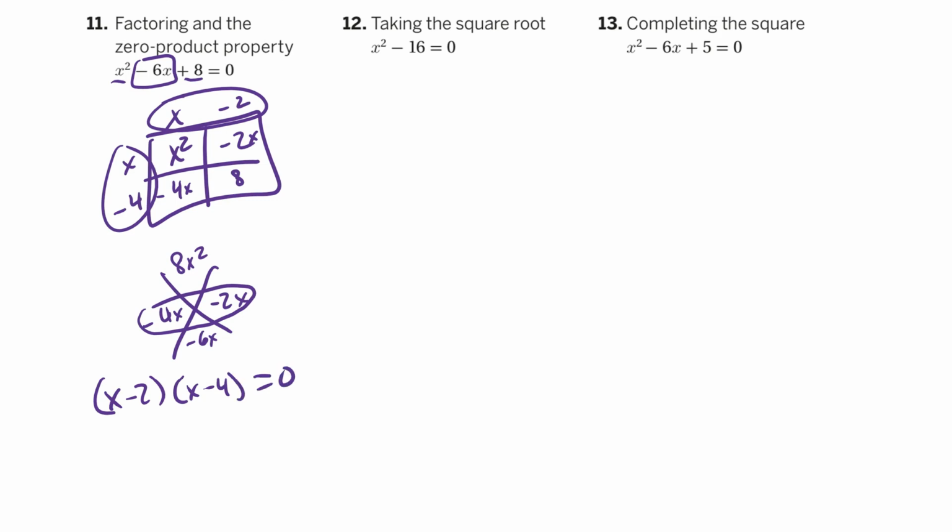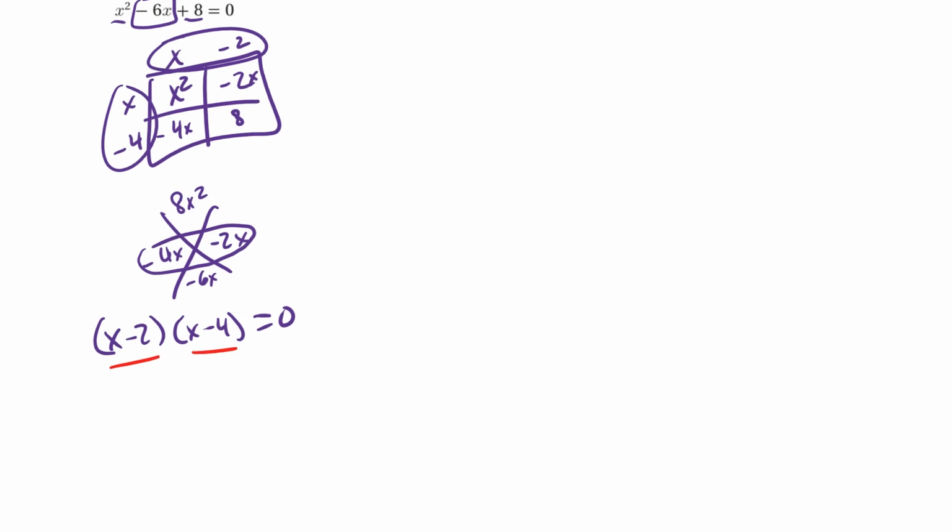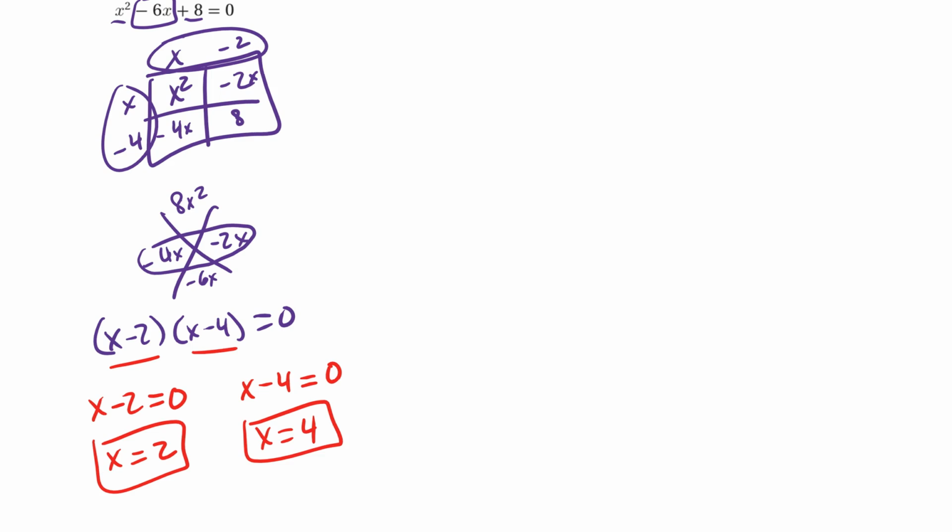Now, the zero product property tells us that since we're multiplying two things together, if one of them is 0, then that makes the whole thing 0. Therefore, I really need to solve this twice. What makes x minus 2 equal to 0? And what makes x minus 4 equal to 0? And when I add the numbers to the other side, I end up getting my two solutions here of x equals 2 and x equals 4.